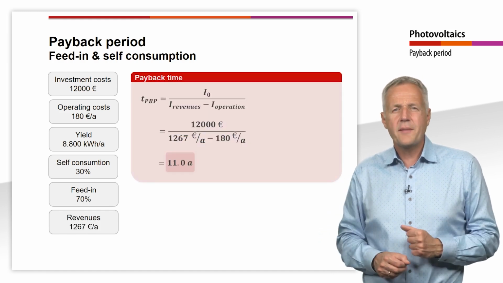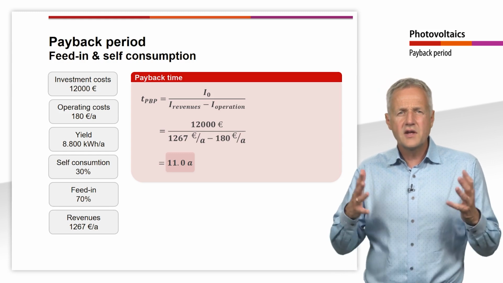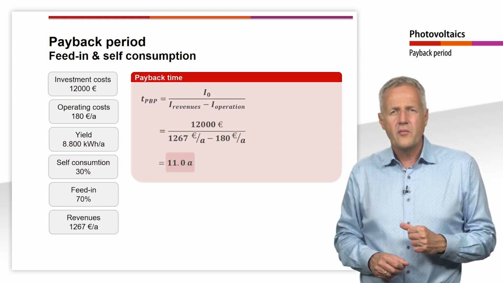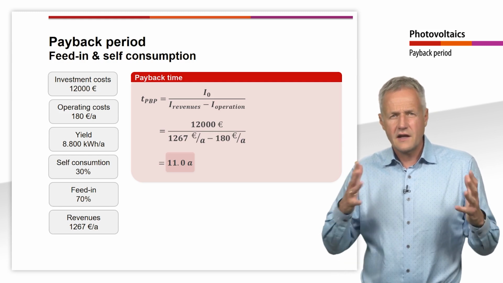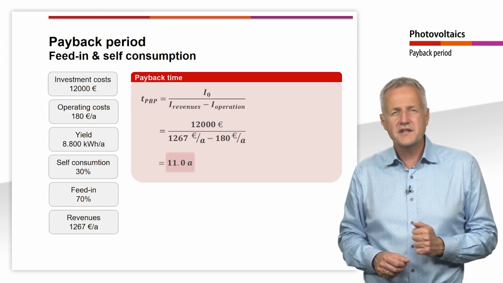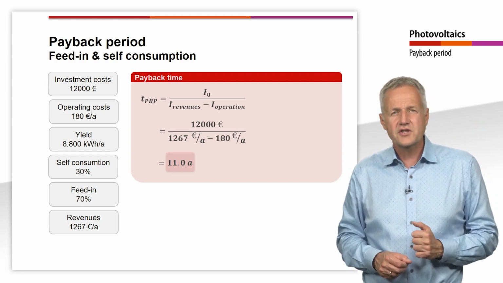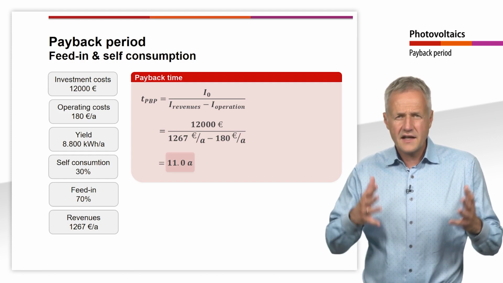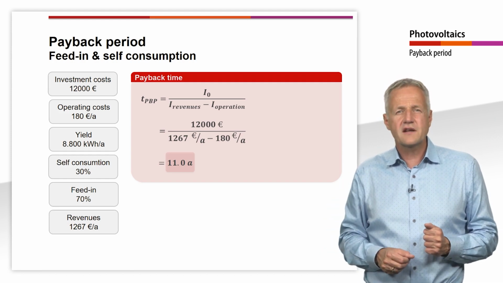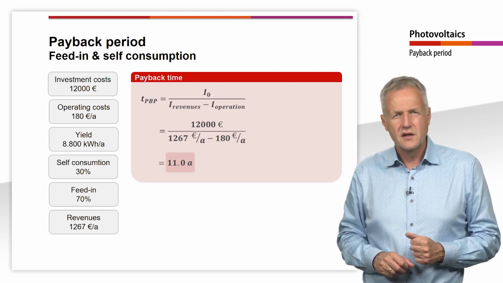In this case, the payback time for the same plant is 11 years. This means that the system is paid off more than twice as quickly as a system with full feed-in. The economic efficiency of a plant in Germany can therefore be significantly increased by self-consumption of the electricity generated. In the next teaching unit, we will therefore take a closer look at the topic of self-consumption.